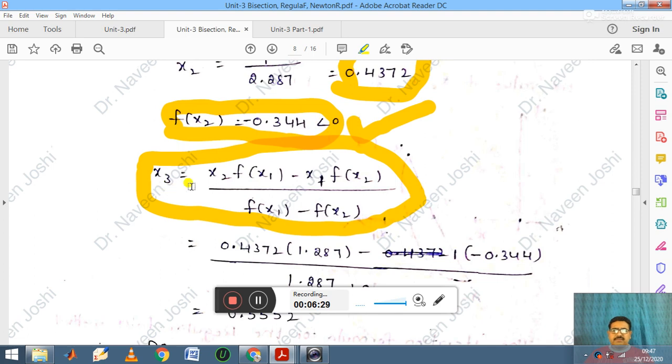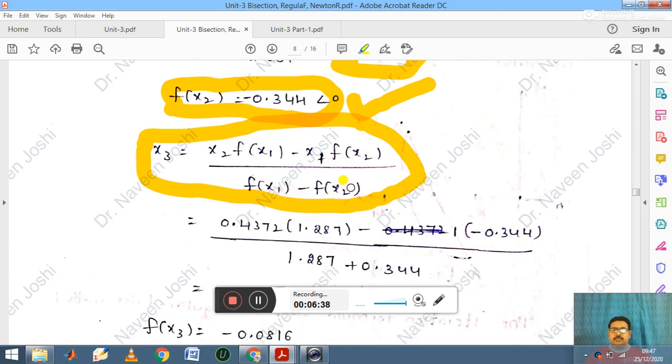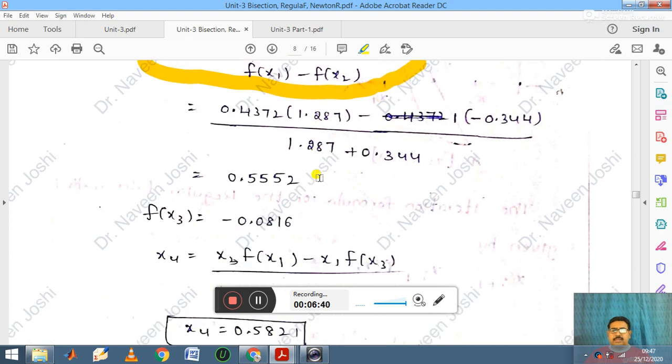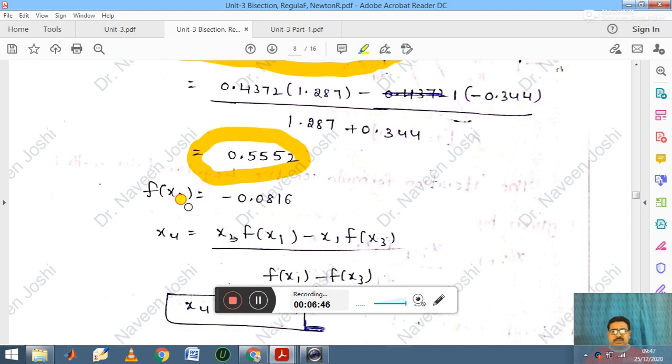Therefore your x3 formula becomes x2 into f of x1 minus x1 into f of x2, divided by f of x1 minus f of x2. Substitute all these values and calculate. So your second iteration value is 0.552. Go for its functional value.